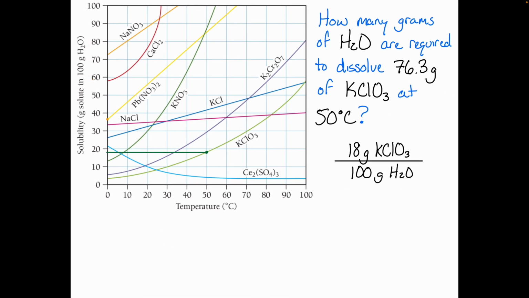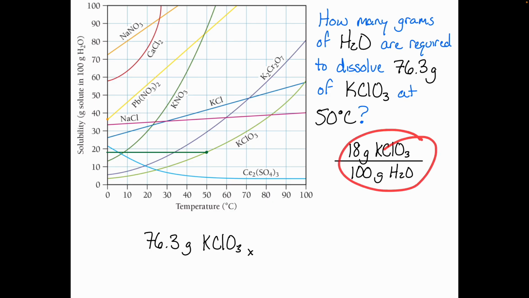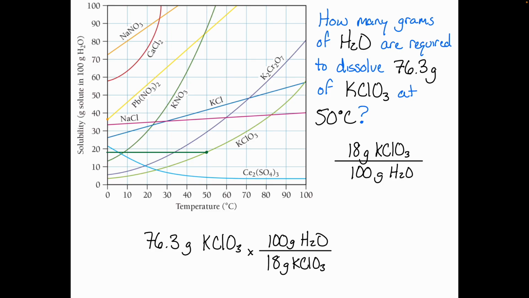So now, I'm going to do my math. I'm going to start with my 76.3 grams. And what's given is my grams of potassium chlorate. I want to know how much water I need to dissolve that specific amount of salt. Okay, so I'm going to take my solubility here. Am I going to use it as is, or am I going to have to flip it upside down? Right, I'm going to have to divide by that solubility, aka flip that upside down, so that now my 18 grams of potassium chlorate are on the bottom, and my 100 grams of water are on the top.